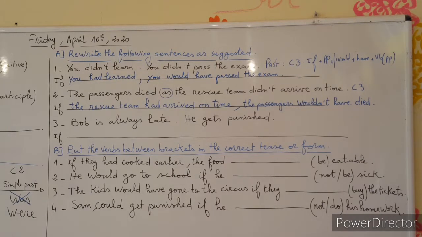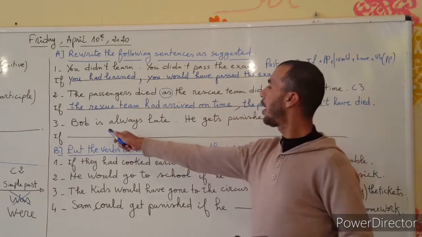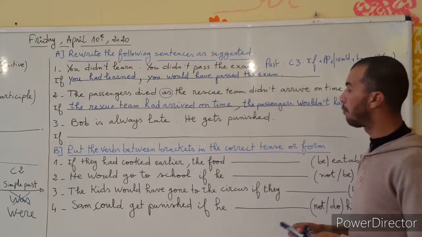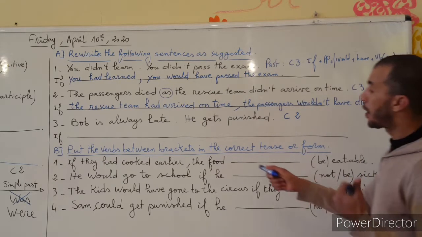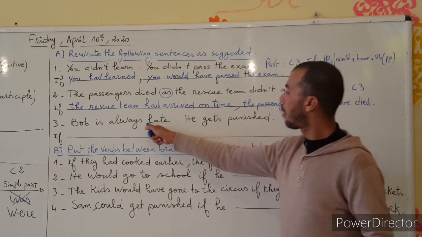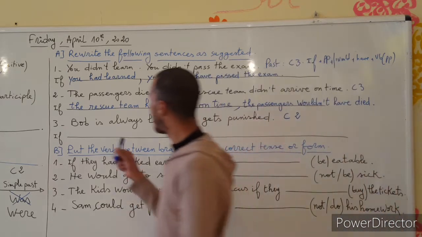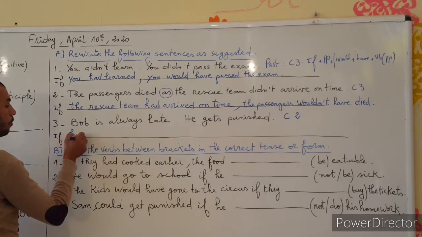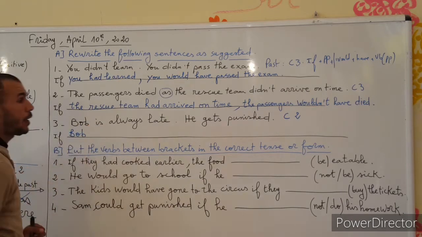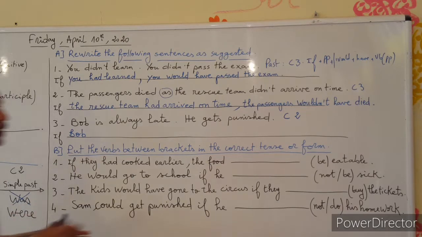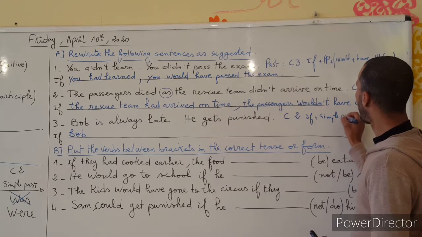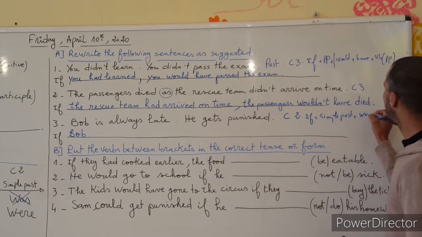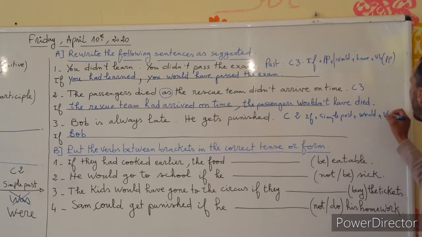Then we move to the last one in that exercise. We have Bob is always late. He gets punished. Here you have the verb be in simple present, get in present tense, so this is conditional 2. We don't have because or since or as or that. So number one, number two. We start with if both. The verb be here in the past, because conditional 2 is if plus simple past plus would or could, once again, plus verb bare infinitive.